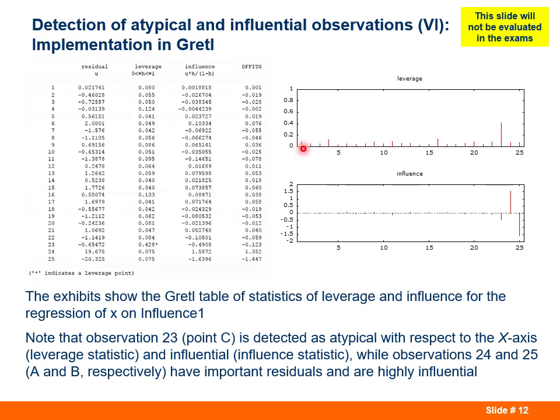As you see, when you get to this observation, number 23 in the sample, the leverage coefficient jumps up. So this observation, which corresponds to point C in the sample, is an observation which is outlying with respect to the x-axis. On the other hand, the influence statistic is pretty large for the 23rd observation, but very, very large for the 24th and 25th. So these three observations are potentially influential. This is C, and these are A and B.